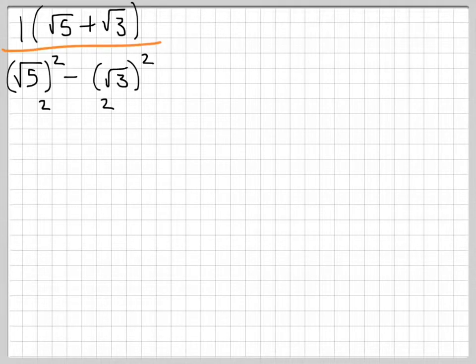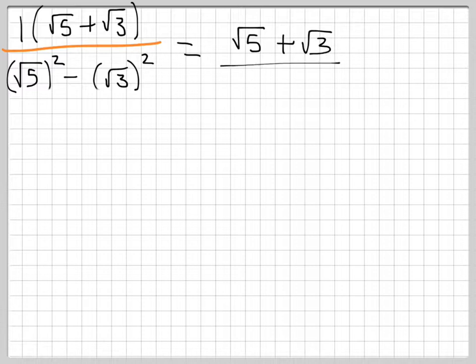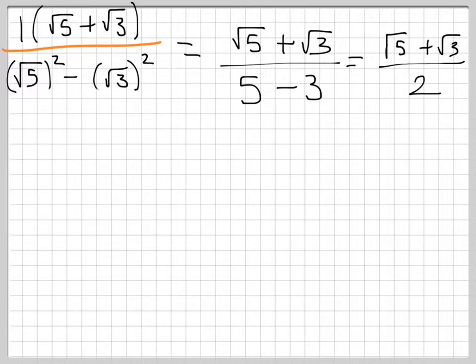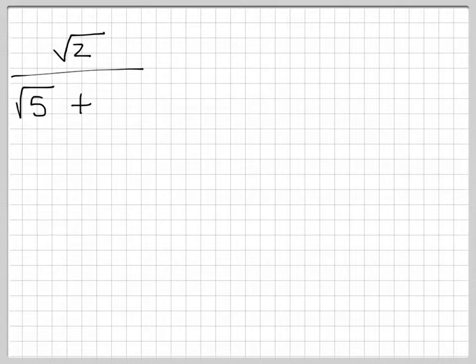And so let's drop that back down. We have this as the most recent calculation, and so the top becomes just radical 5 plus radical 3, and the bottom becomes 5 minus 3, and we get radical 5 plus radical 3 over 2. And so we got no radicals in the denominator. Let's try another one. Let's do radical 2 over radical 5 plus 1.